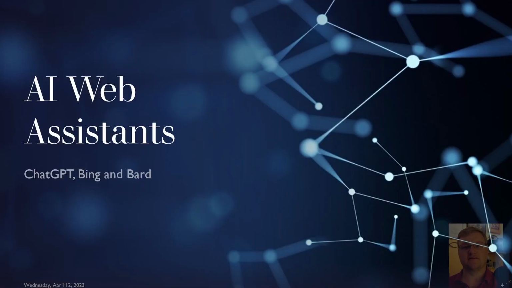AI web assistants is the first thing we're going to talk about, kind of AI for text, if you will. So the ones that are kind of current, and this stuff is moving so fast, so this list may change, is ChatGPT, Bing, which incorporated ChatGPT, and Google Bard. So we'll talk about ChatGPT, Microsoft Bing, and Google Bard.